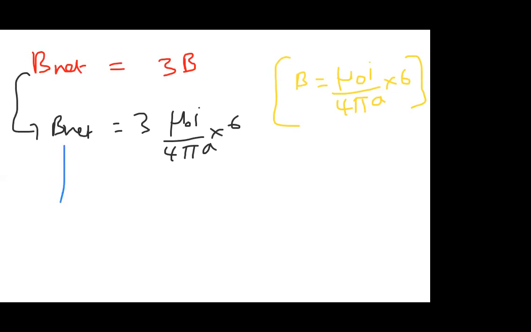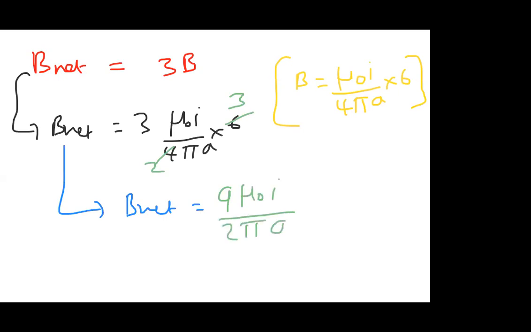So what can I write finally? From here I can write the expression as B net is equal to, if you cancel the terms, the 6 with the 2, 3 it will become, and this will become 2. So 3 into 3, 9 mu naught I by 2 pi A. This is the net magnetic field induction at the center of the current carrying loop, which is in the form of a triangle.